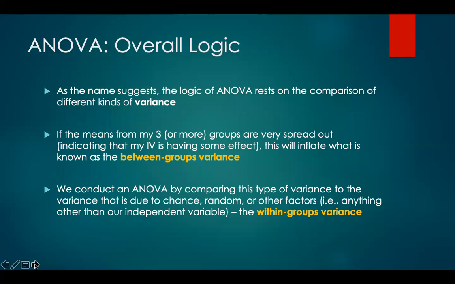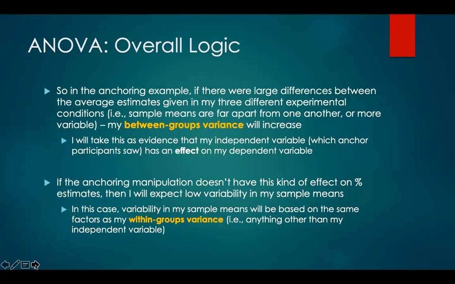As the name suggests, the logic of ANOVA rests on the comparison of different kinds of variance. So if the means from my three or more groups are very spread out, indicating that my independent variable is having some effect, this will inflate what is known as between groups variance. So we conduct an ANOVA by comparing this type of variance to the variance that is due to chance, random, or other factors, so anything other than our independent variable, the within groups variance.